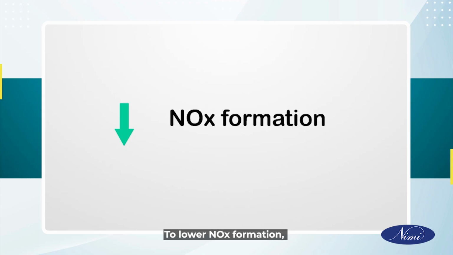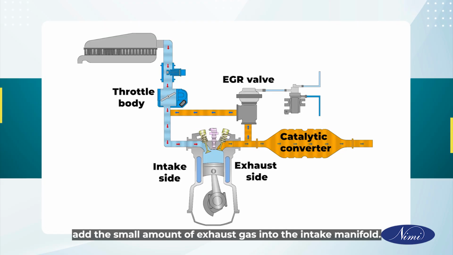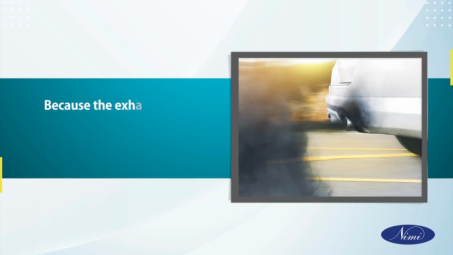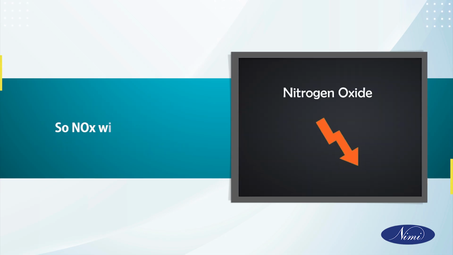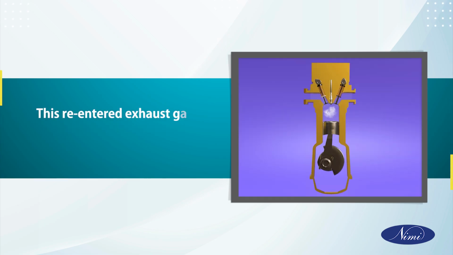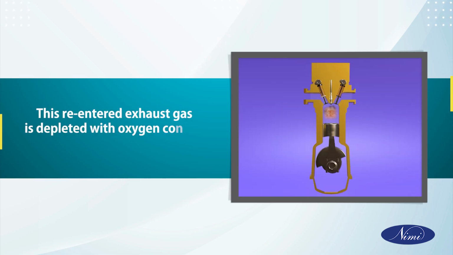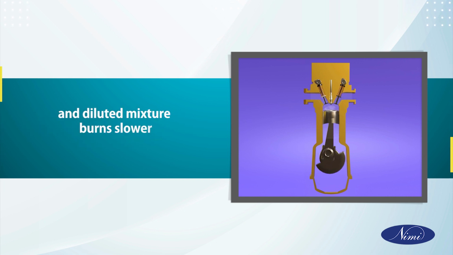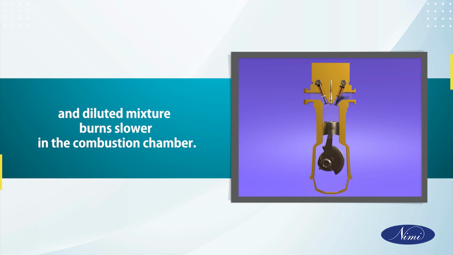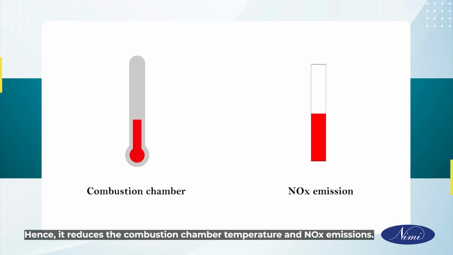To lower NOx formation, add a small amount of exhaust gas into the intake manifold. Because the exhaust gas will not burn, it does not contribute to emissions at the tailpipe. So, NOx will also reduce. This re-entered exhaust gas is depleted of oxygen content in the intake air, and the diluted mixture burns slower in the combustion chamber. Hence, it reduces the combustion chamber temperature and NOx emissions.